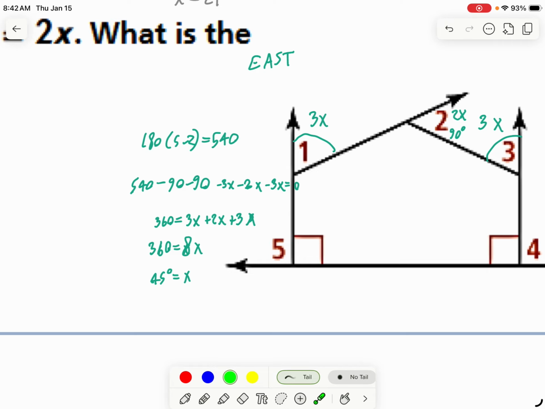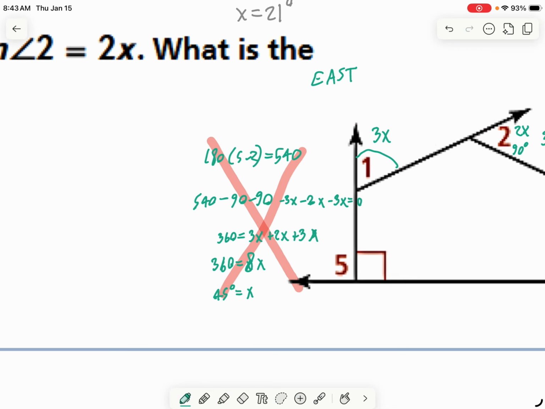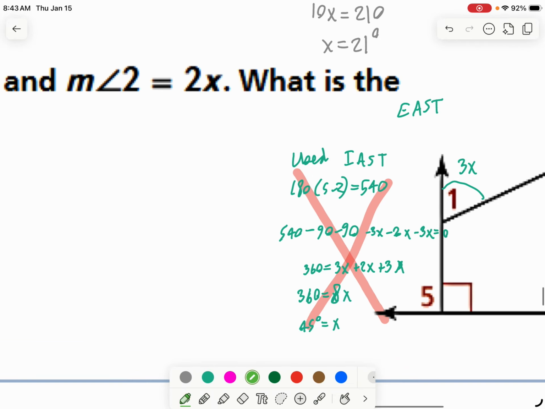If you use the wrong formula, you're still recognizing what you need to do. And notice how I use the proper statement up here. I know what I was supposed to use, but then I used the wrong formula. Well, that's okay. I'm just going to come over here and correct it. I'm going to know that this stuff isn't good because it used the IAST. So instead, I'm going to change it up and use the EAST.